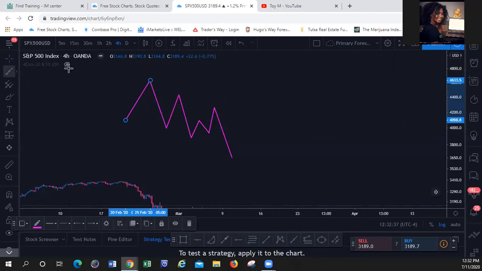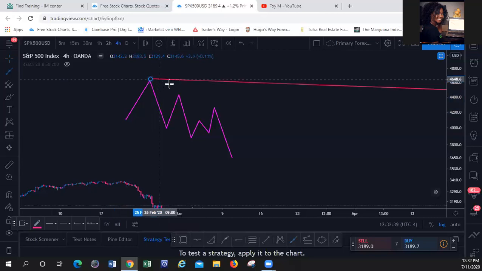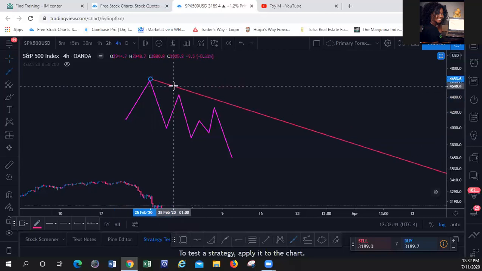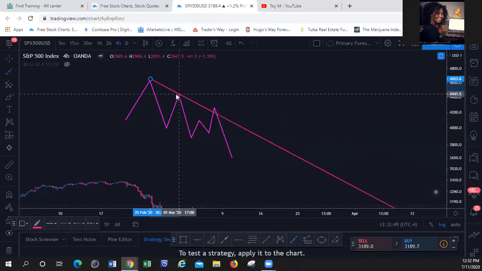I want to put my first point right here, right there at the origin point of the descension of the trend, right? Or where I think a trend may start. And then I'll place the next point right here.